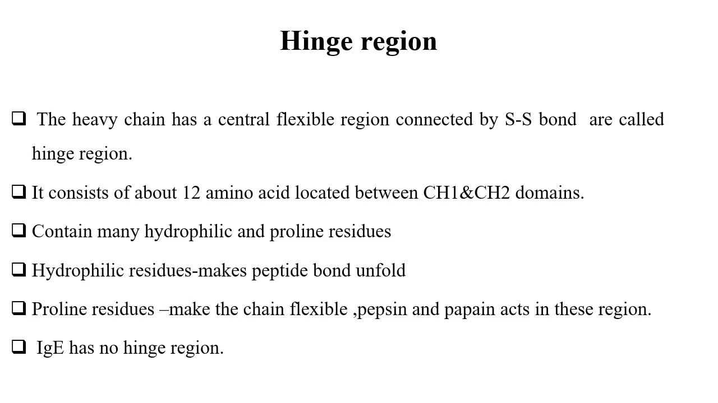Hinge region. The heavy chain has a central flexible region connected by disulfide bonds called the hinge region. It consists of about 12 amino acids located between CH1 and CH2 domains. It contains many hydrophilic and proline residues. Hydrophilic residues keep the peptide bonds unfolded. Proline residues make the chain flexible. Pepsin and papain act in this region. Immunoglobulin E has no hinge region.